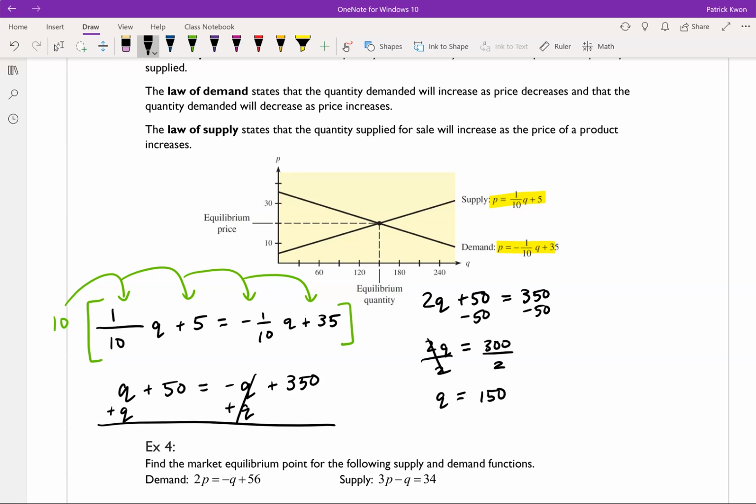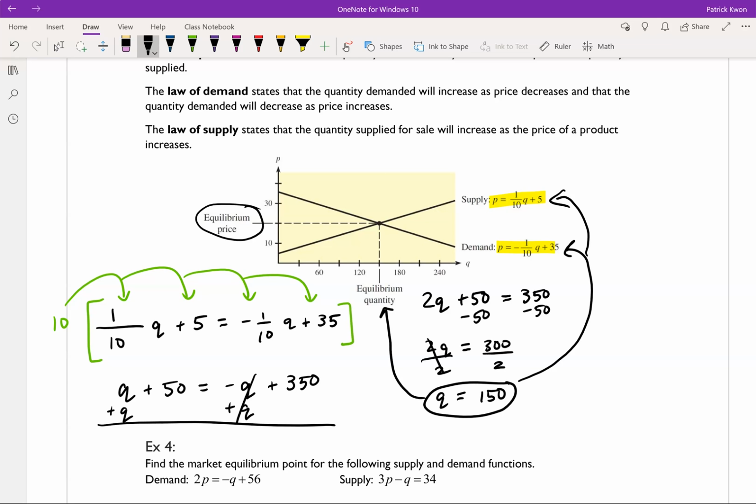Now, we just have a graph here and we don't know what the context of this problem is, but notice that this matches up with the equilibrium quantity here. And notice the equilibrium price is $20. So if we did this correctly, if I plug Q into either of these equations, we should get that the price is $20. So I'm going to go ahead and plug that into the supply equation.